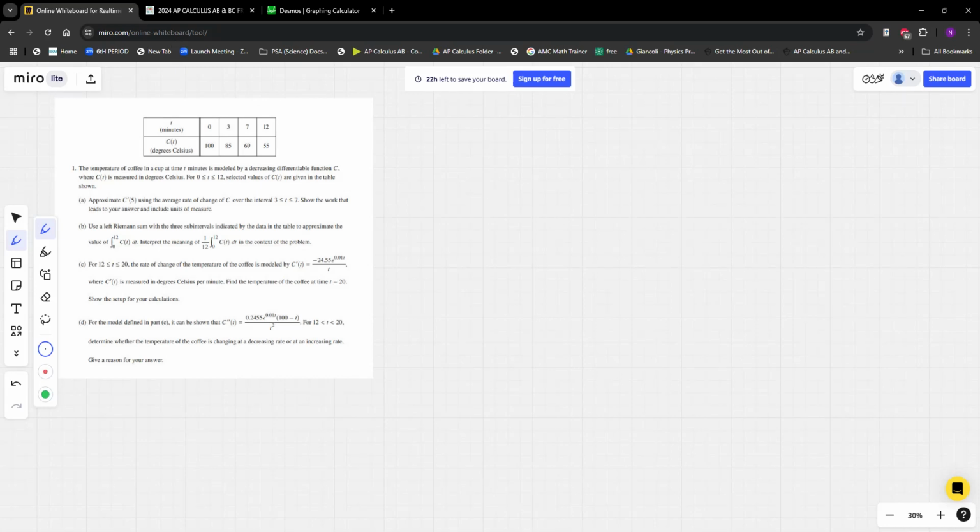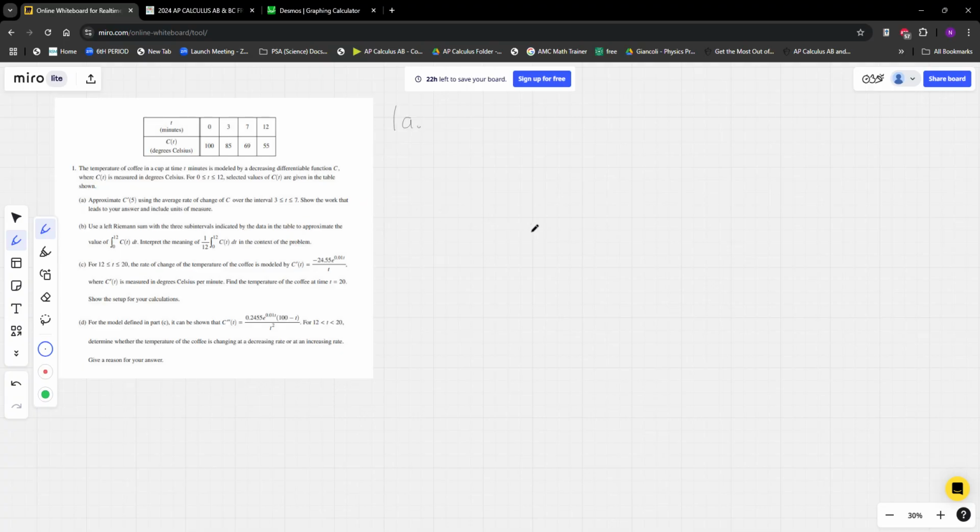Okay, this is question 1 of the Calc BC 2024 FRQs, and I'm not going to read out the question, I'm just going to jump straight in. So the first question, 1A, says approximate C prime of 5 using the average rate of change of C over the interval 3 through 7.